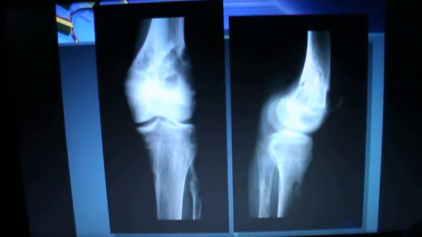Fibrous dysplasia foci affecting long bones.